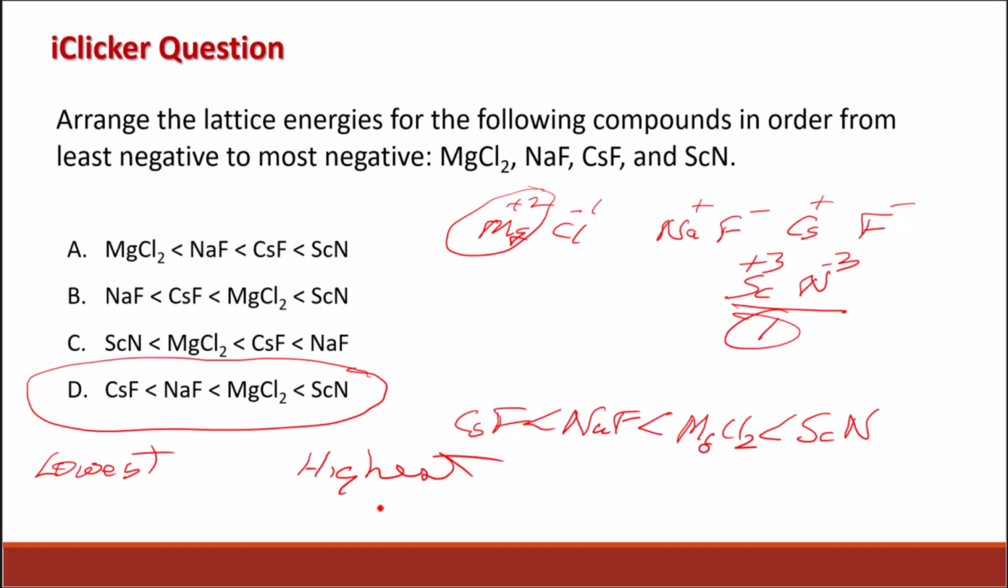Lattice energy, that's the amount of energy that is released. This is exothermic. The amount of energy that is released when gaseous cations and anions come together to form an ionic compound. Okay, that is chapter 9, ladies and gentlemen.